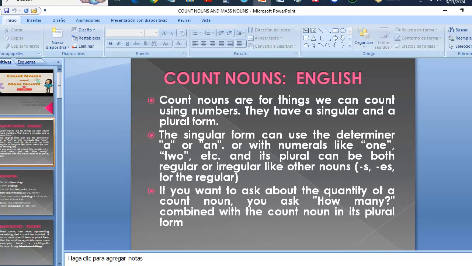So, in case the noun is regular, you should add an s or es suffix at the end, for example. And you can also ask about the quantity of a noun of this type by adding how many, with the condition that if you use this question with a countable noun in its plural form, you will find the quantity of the noun.